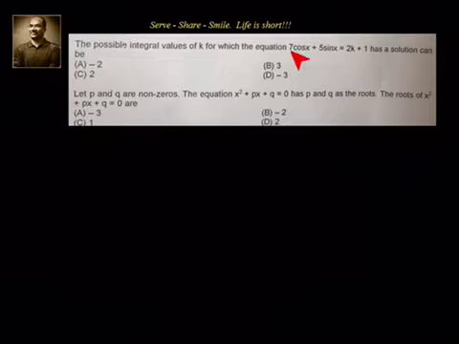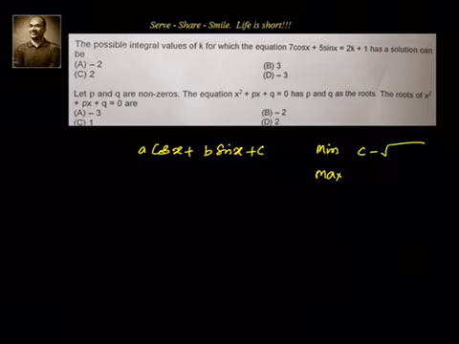Now, whenever we have a cos x plus b sin x, we know what are its minimum and maximum values. So let's write that down. This is again from NCERT, 11th class. So a cos x plus b sin x plus c, then the minimum is c minus root of a square plus b square, and the maximum is c plus root of a square plus b square. Now let's go to our problem.